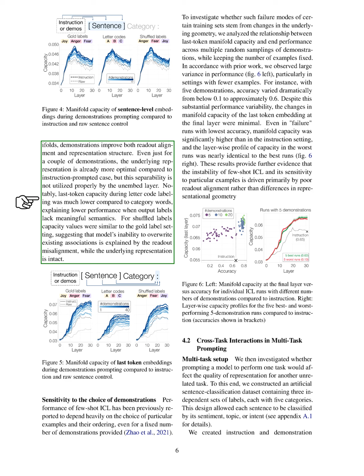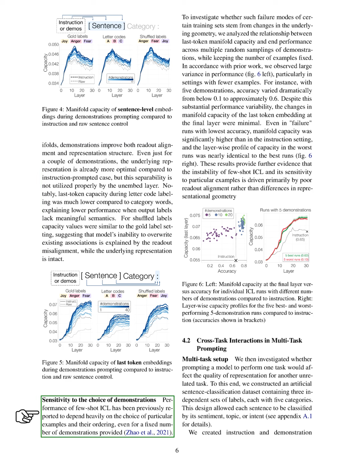We also noted that last token capacity was lower for letter code labeling compared to category words, which explains the reduced performance when output labels lack meaningful semantics. We investigated the sensitivity of few-shot ICL performance to the choice of demonstrations, noting that performance can vary significantly based on the examples and their order.